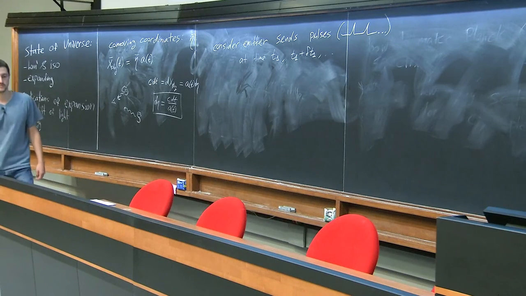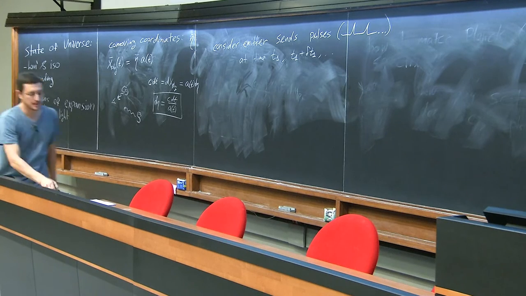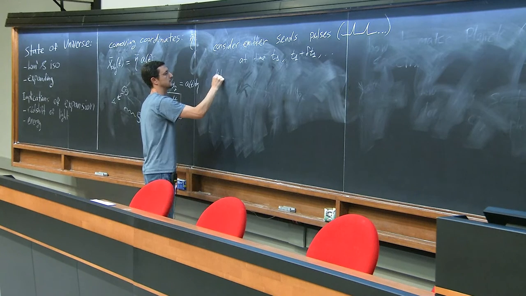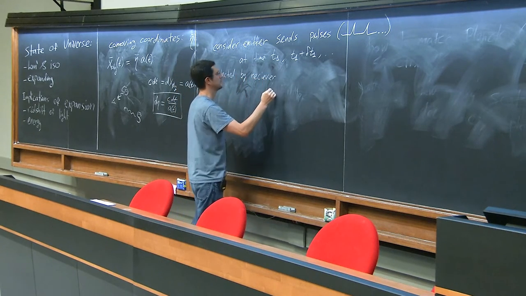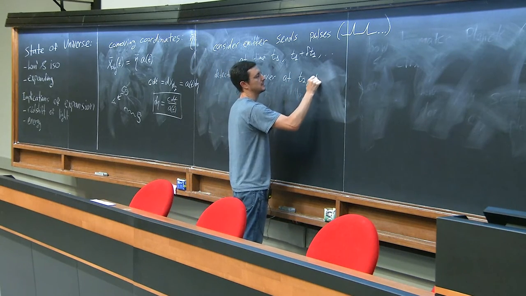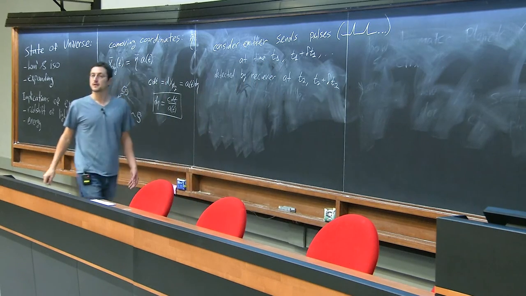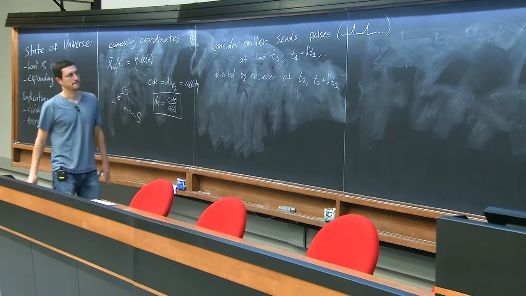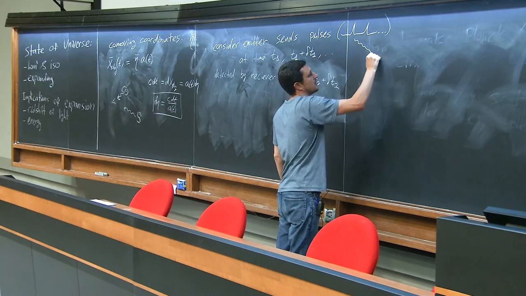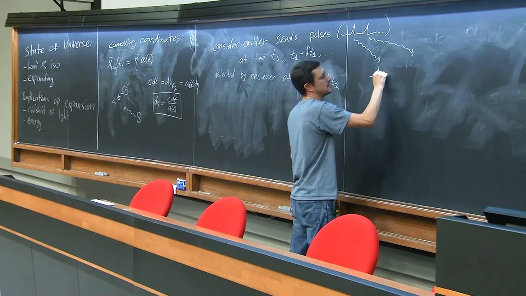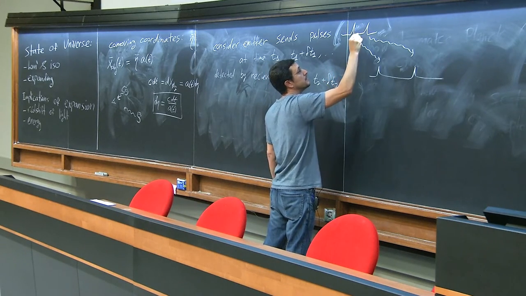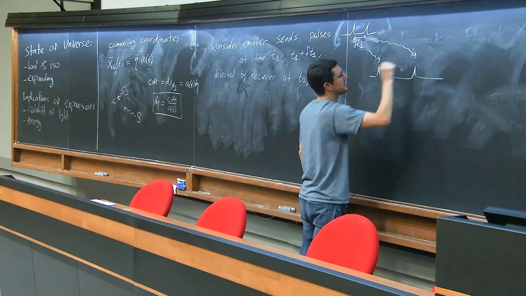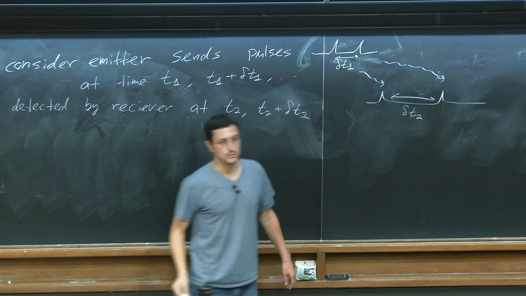These pulses are propagating on our grid, until they get to us, so these pulses are detected by the receiver at time t2 and t2 plus delta t2. So these pulses are being emitted, they are propagated to the receiver, and then they are detected. They are emitted with a time interval of delta t1, propagate to the receiver, and are detected with a time interval of delta t2 on this expanding background.